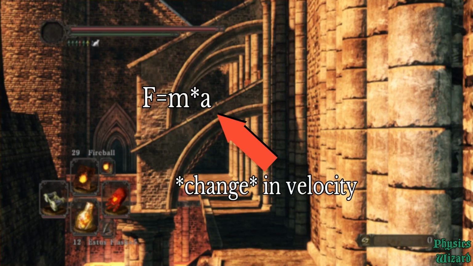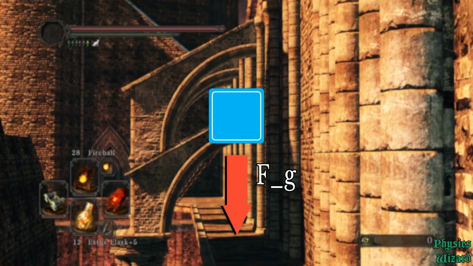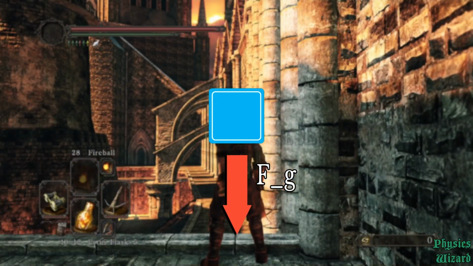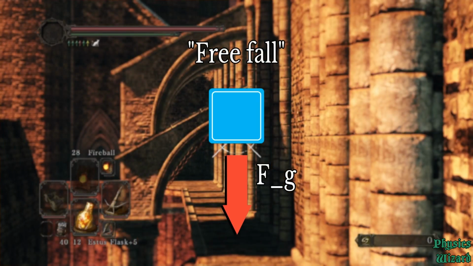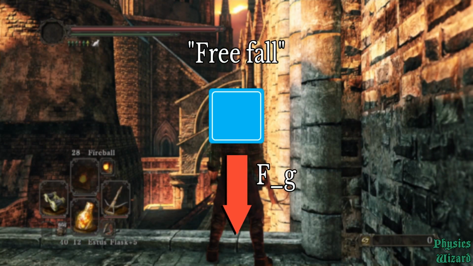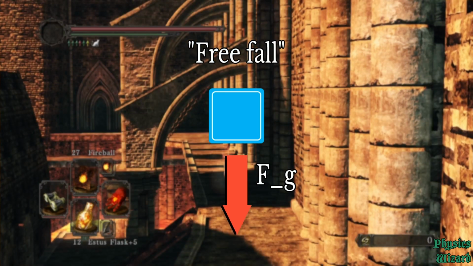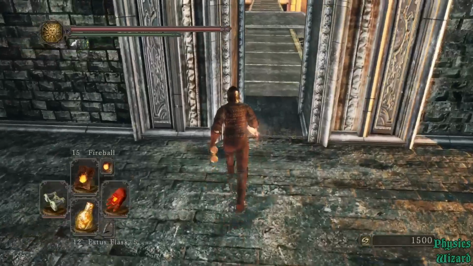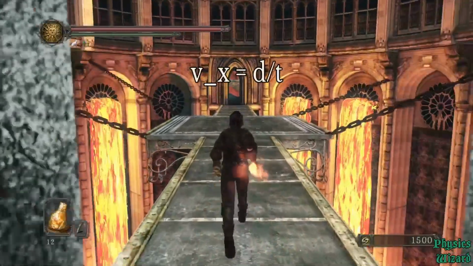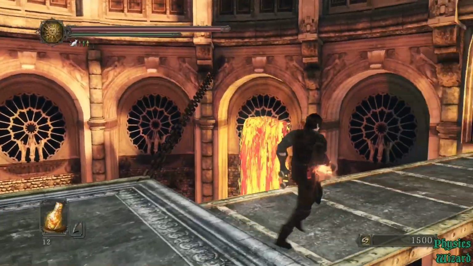A force acted to accelerate the projectile up to speed, but once it was released, only gravity continued to change this velocity. This state of being acted on by gravity alone is called free fall. Since gravity only acts in the negative y direction, this means the object's vertical velocity is changing, but its horizontal velocity remains constant its whole flight. That means we can find horizontal velocity from a simple distance divided by time calculation.